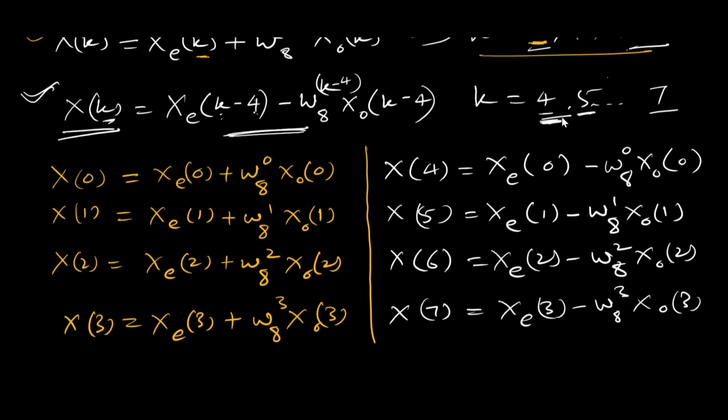This information is helpful in drawing the butterfly diagram or flow graph. Now if you observe carefully, these are basically the DFTs, these are the outputs. So this output and this output have the same input values. We are multiplying this twiddle factor with x naught 0 and adding the result with xe0. Likewise, here we are multiplying this same twiddle factor with x naught 0 and subtracting this from xe0.